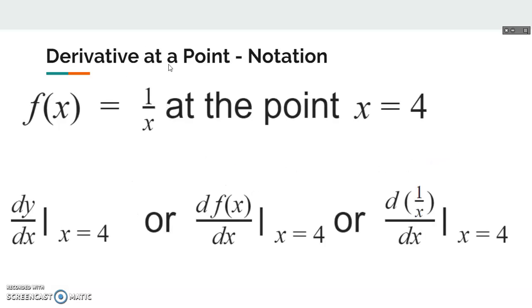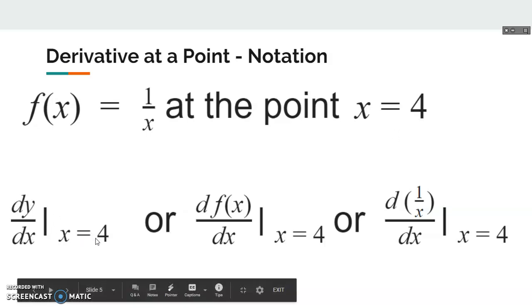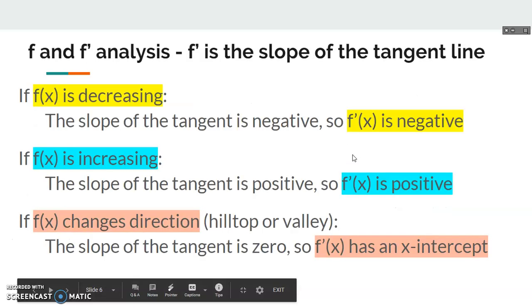If we talk about the derivative at a point, there's a lot of different ways we can write that down. So if I start with f of x equals 1 over x, I'm looking for the derivative at the point 4. That's the slope of 1 over x when x is 4. I can write that as dy dx evaluated at x equals 4, or the derivative with respect to x of f of x when x is 4, or the derivative of 1 over x with respect to x as x is 4. These are all just notation.